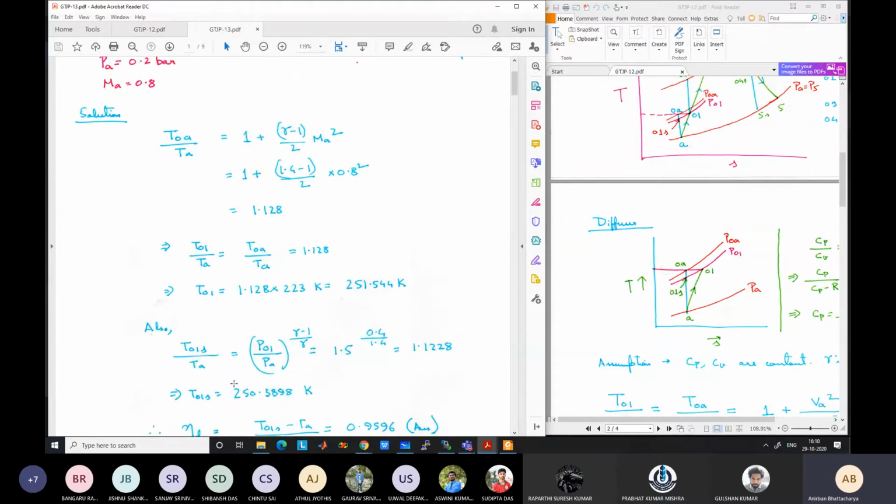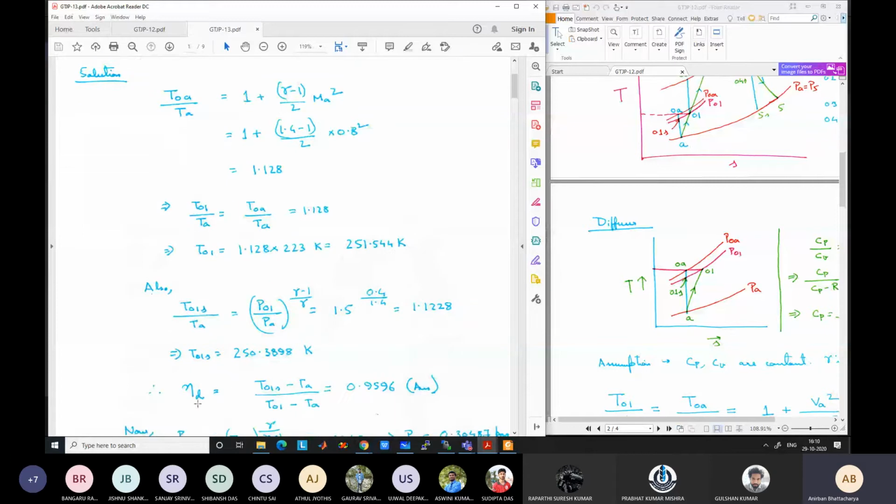So T01S you can calculate as 250.3898 at this point. Obviously, it has to be lower than T0A, which we have calculated as 251.544. So now using the relation of isentropic efficiency, remember from this diagram it should be easy to remember: T01S minus TA by T01 minus TA, or T0A minus TA. Okay, so shorter length by the longer length because efficiency has to be less than 1. So just replace the values and you will get 0.9596, 95.96% for the isentropic efficiency of the diffuser.